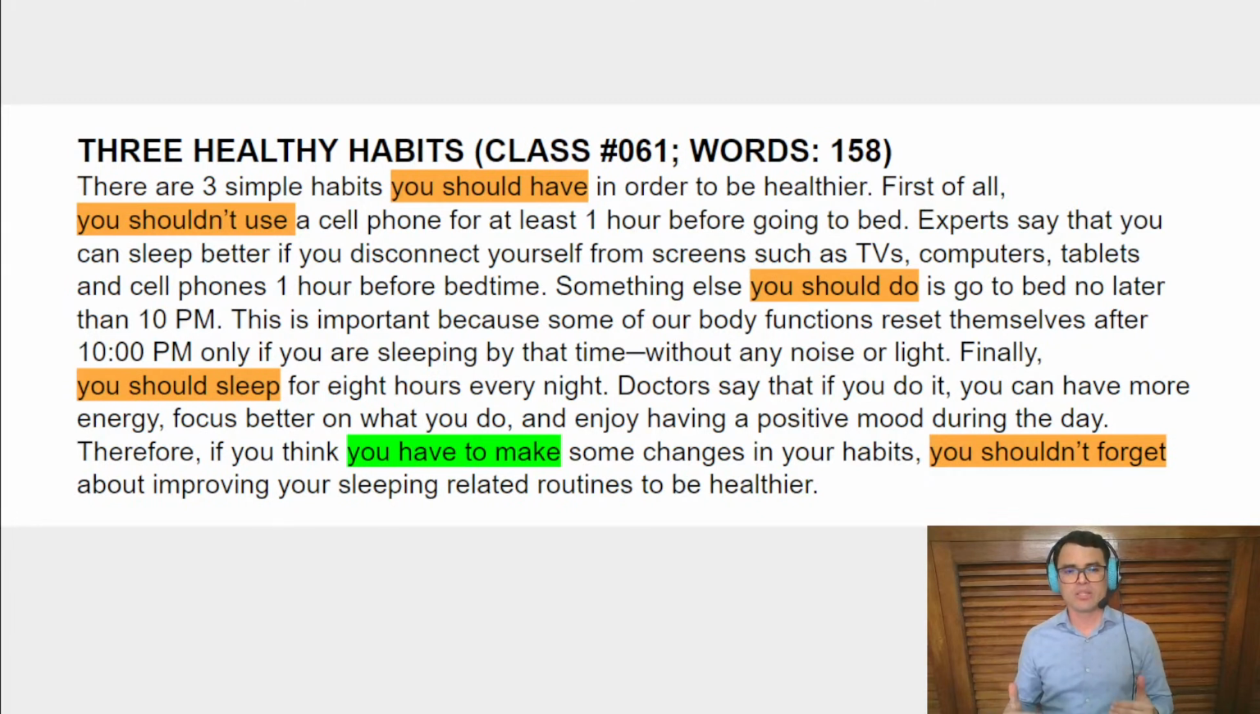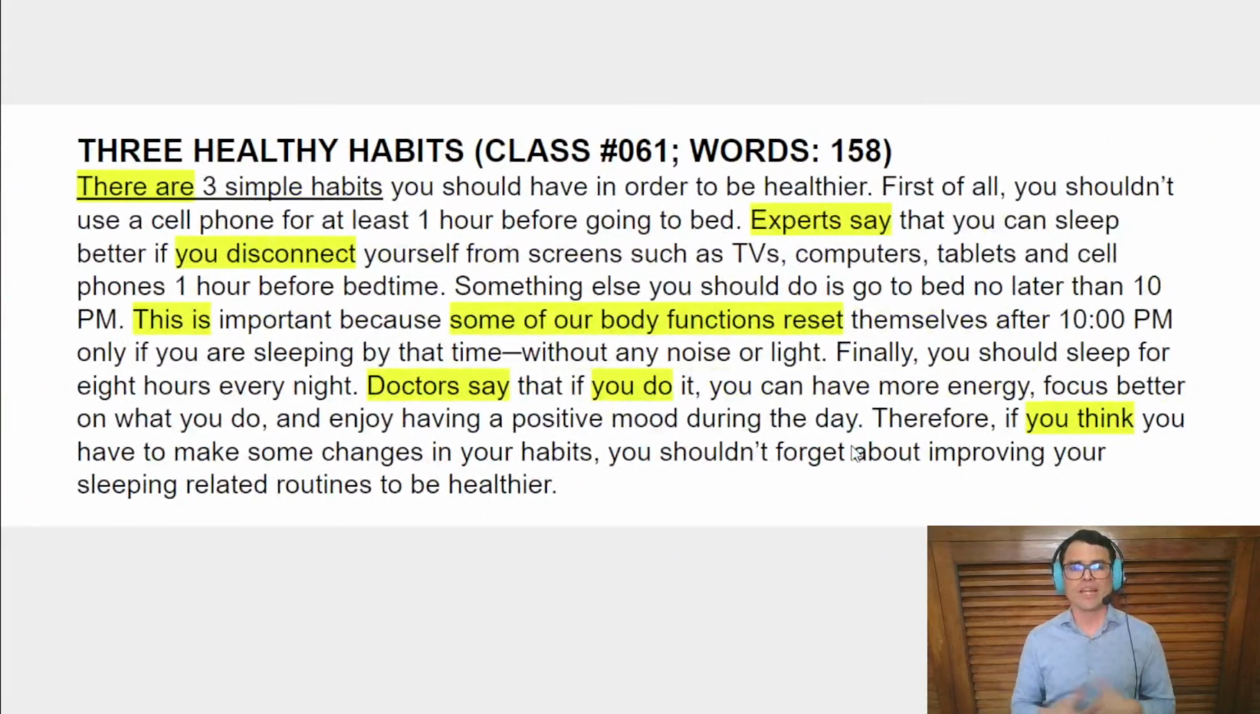Now, what happens with have to, in green? Have to expresses necessity. Subject, you, have to, a modal-like expression to express necessity, and make, a verb in base form. So you have to make. Subject, you, have to, modal-like expression, make the verb. Nice. So what else do we see?